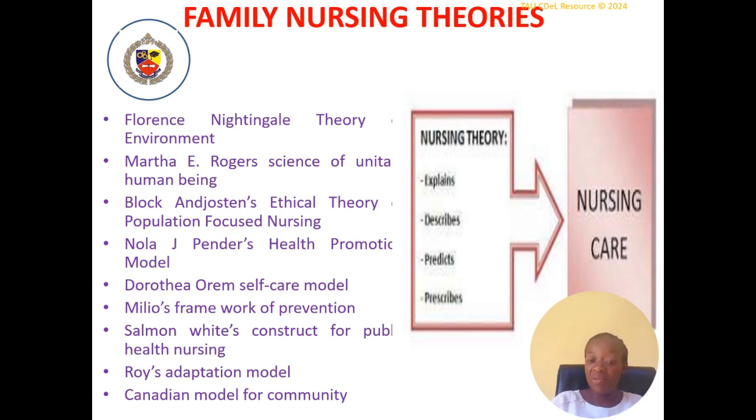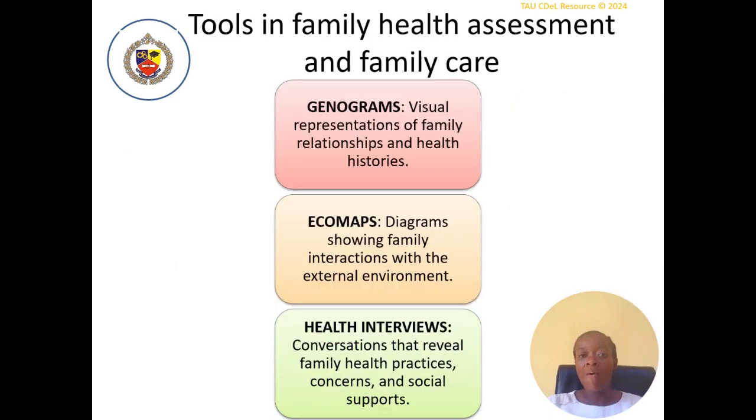These are some of the theories being highlighted here. We have the Florence Nightingale theory of environment. We have Martha Rogers' science of unitary human beings. There's Bloch and Justice's ethical theory of population-focused nursing. Nola Pender's health promotion model is also there, and so on and so forth.